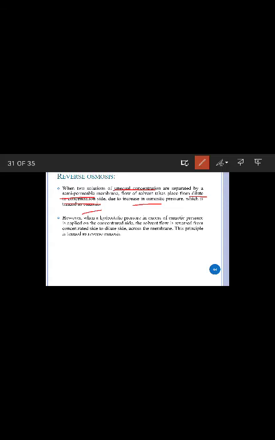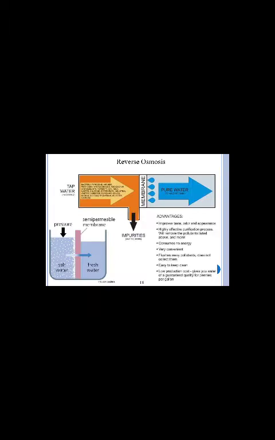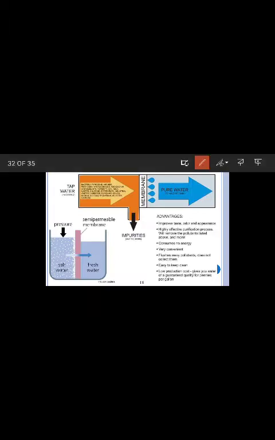When a hydrostatic pressure in excess of the osmotic pressure is applied on the concentrated side, the solvent flow is reversed, from the concentrated to the dilute side across the membrane. This is the principle behind reverse osmosis. Now let us see how reverse osmosis is performed.